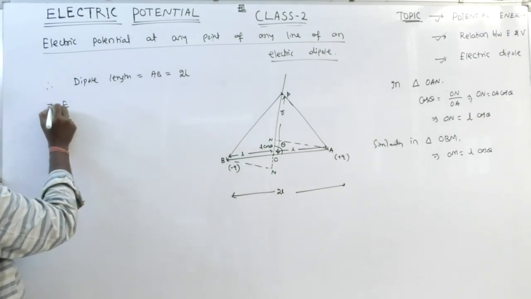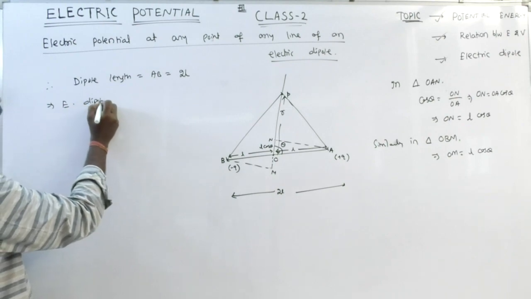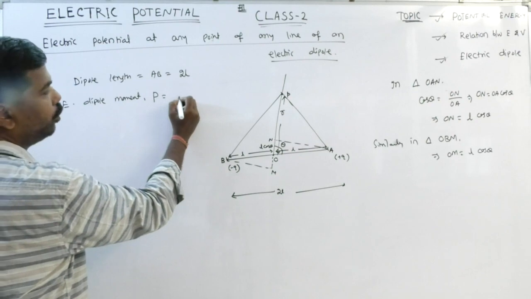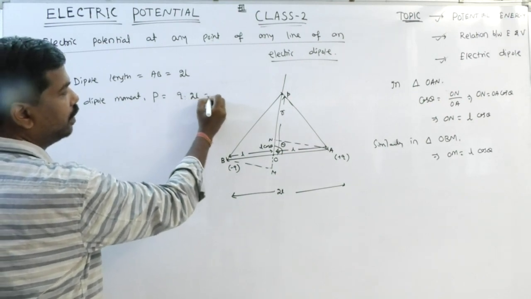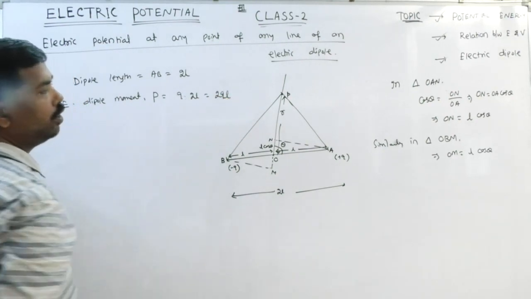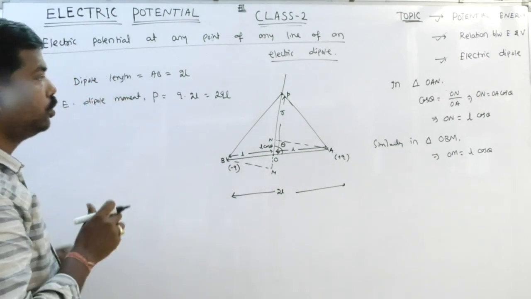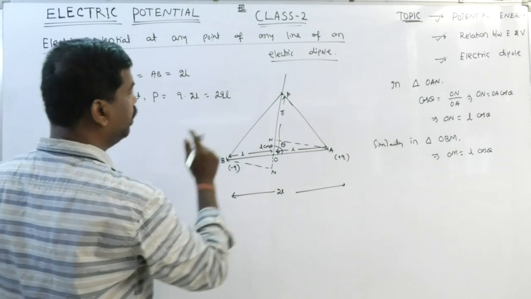Then electric dipole moment capital P is equal to charge into length. That is 2QL. Clear?